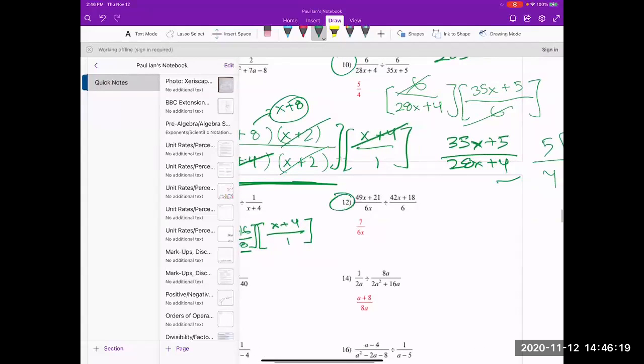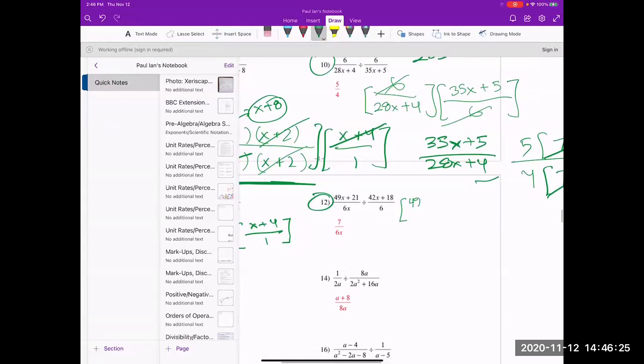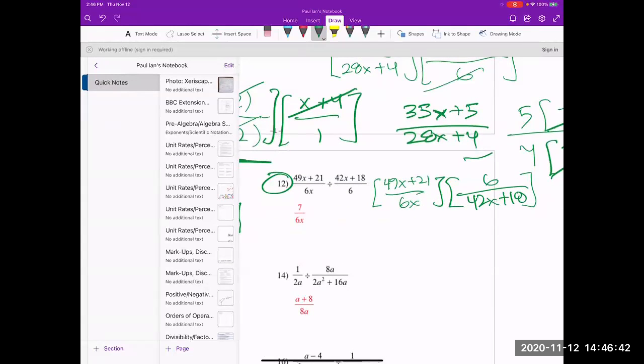All right, let's do number 12. What's the first step? Flip the second term. Okay, plus 21 over 6x, and then 6 over 42x plus 18, yeah? Yeah. All right, so with that, what can you cancel? The 6. Yeah, you can cancel the 6, so it's like 1. And then let's just rewrite it. So you have 49x plus 21 over x, and then you have 1 over 42x plus 18, yeah? Yeah.